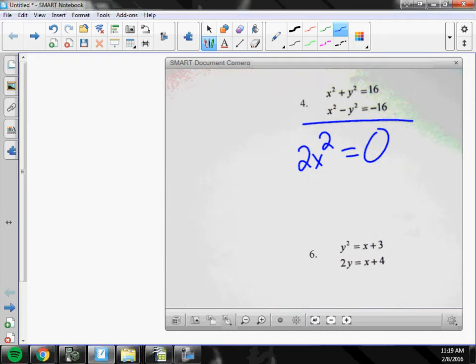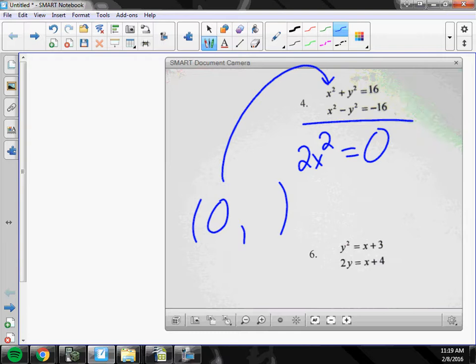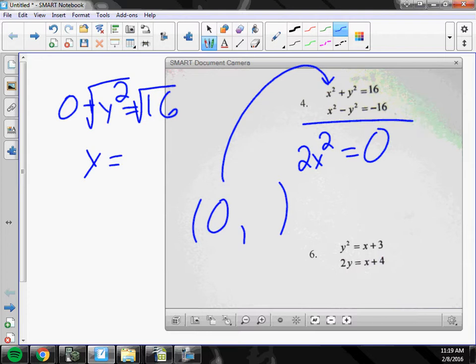So how many answers does this have? Probably 1, maybe 2. We have to plug it back in to figure it out. So I'm going to put 0 in the top. And I get 0 plus y squared equals 16. Now what? Square root it. Not 8. Not 4. Plus or minus 4. So what does that tell me about my solution set? There are 2 of them. 0, 4, and 0, negative 4.